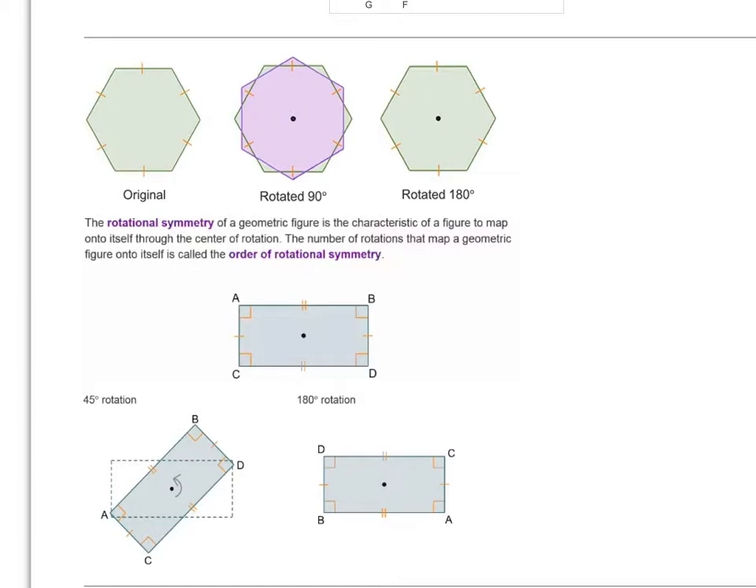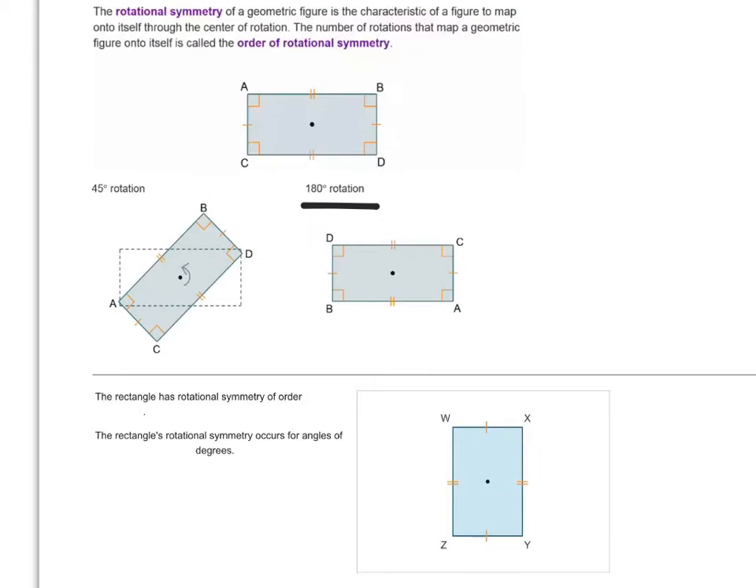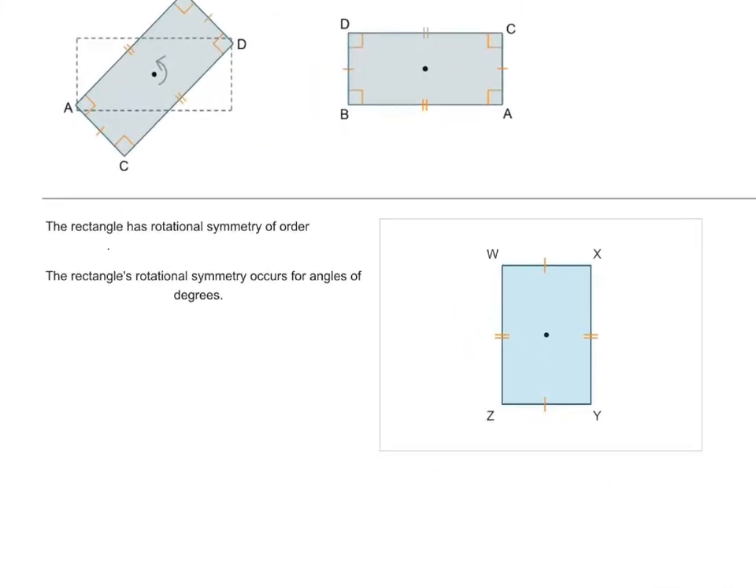Same thing with a rectangle. If you were to rotate this rectangle, a 45-degree rotation wouldn't get you back to where you were originally to have that same shape. So this one would require a 180-degree rotation to get back to itself. So the rectangle has rotational symmetry of order.